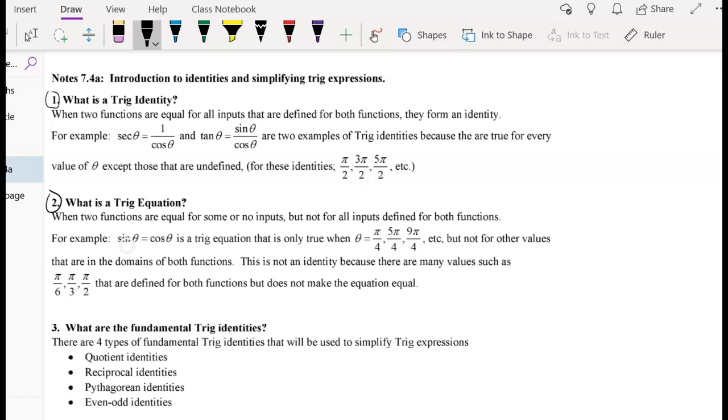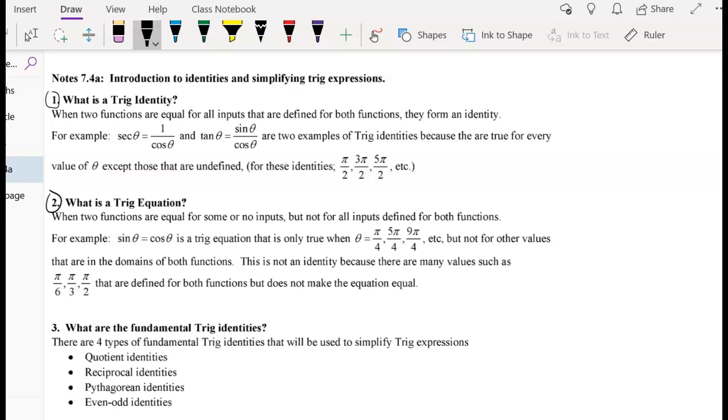For example, in this trig equation, if you put something like 45 degrees or pi over 4, yes, you'll get the same output. You'll get rad 2 over 2 for both. But if you put something like 30 degrees or pi over 6, you're going to get a 1/2 for the sine and a rad 3 over 2. They're not equal. So they're only equal sometimes, not all the time. That's sometimes called a conditional identity also, but we've just been calling them equations. With an identity, it's going to be the same for everything.